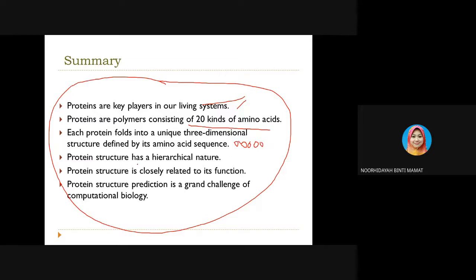So the protein structure has a hierarchical nature. The protein structure is closely related to its functions; the functions depend on the structure. Protein structure prediction is a grand challenge of computational biology, because we can learn about the protein structure from the amino acids inside the protein. So that's all for today.